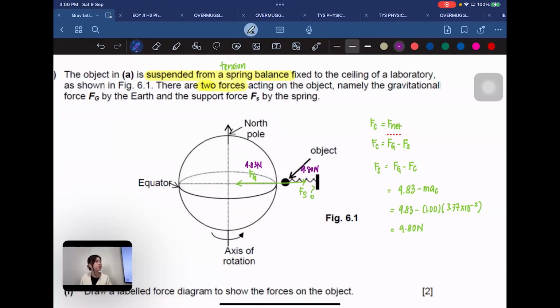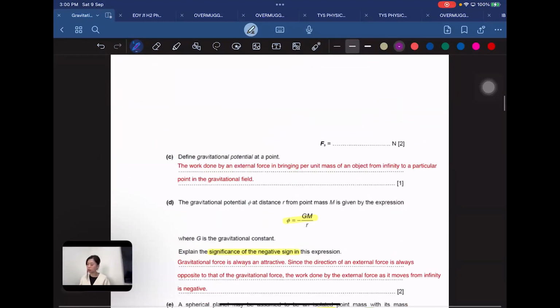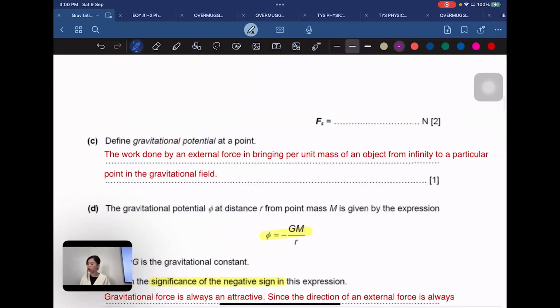As we move on, these are all still quite straightforward. Now let's move on to the back part, where it gets a little harder. Part C: define gravitational potential. All of you should know how to define this. It is basically given inside the concept map, so you just have to copy and paste.